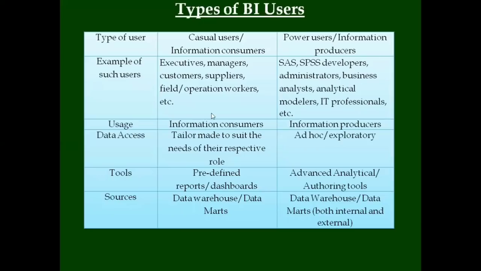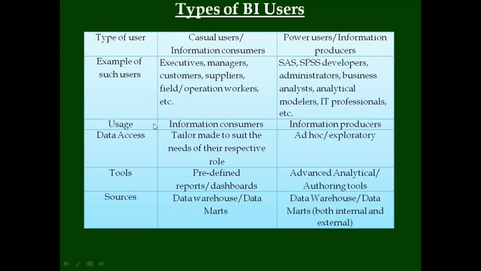And there are two types of business intelligence users, casual users and power users. Casual users are the information consumers. They consume the information. And the power users, they produce the information. An example of such users: under the casual users, we have executive managers, customers, suppliers, field operation workers, and so on. And for the power users, we have SAS, SPSS developers, administrators, business analysts, analytical modelers, and IT professionals.